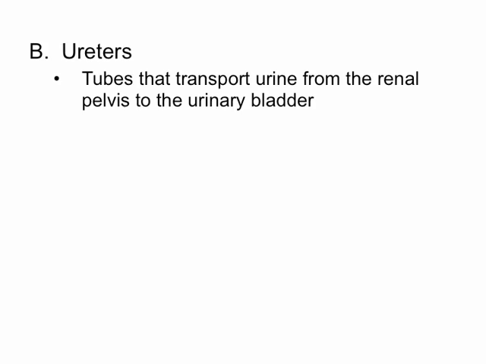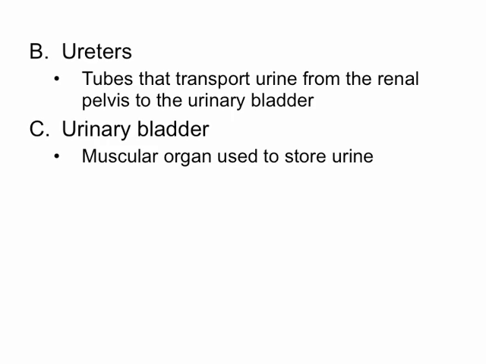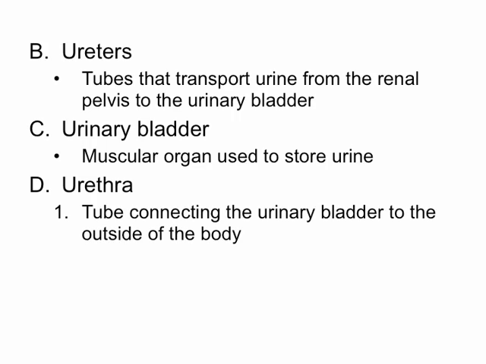Another structure that we're going to look at is something called the ureter. The ureter is a tube that transports urine from the renal pelvis down to the urinary bladder. The urinary bladder then, of course, is a muscular organ that's going to be used to store urine. And the urethra is a tube that connects the urinary bladder to the outside of the body.